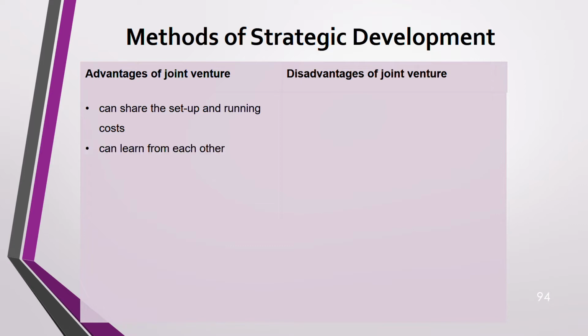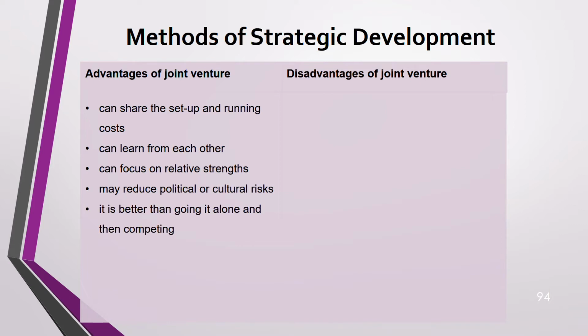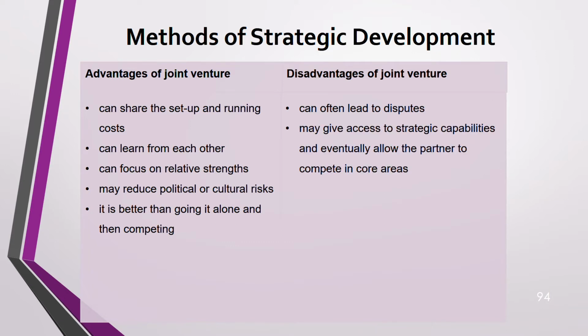You learn from each other. You focus on relative strength. Everyone uses their strength, and it reduces political or cultural risk, better than going alone and competing. Disadvantages: this can lead to disputes. As you know, with more than one person, even in partnerships and joint ventures, you will have some disputes. Second, you are giving access to your strategic capabilities, but what if that partner competes with you in some core areas in the future? It can happen.